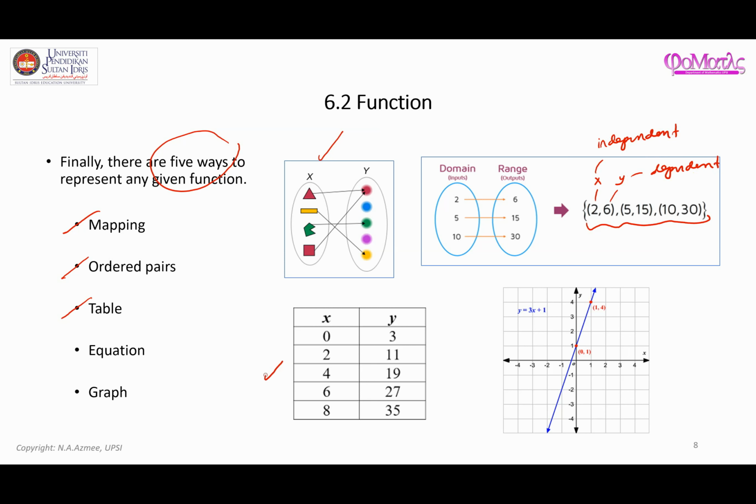Third, a table. This is also normal. You will list down the values of x, and then y is given by a specific function, so you substitute x into that function and you will get the result. So you present it using a table. Fourth, using an equation. This is also something that I believe you have seen before. So this is a function represented as an equation. And finally, you can represent a function using a graph. For example, this is a linear function, represented using a graph.